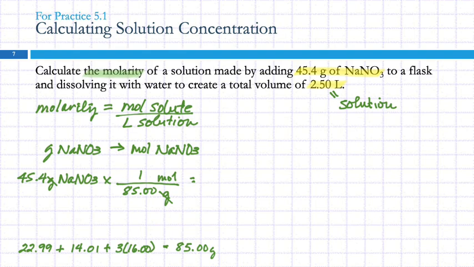So 45.4 divided by 85.00 gives 0.534, 0.12 moles. We started with 3 significant figures in our mass. This should have 3 significant figures. I'm not done calculating, so I'm going to keep the next 2 digits. So here we have our moles of solute.